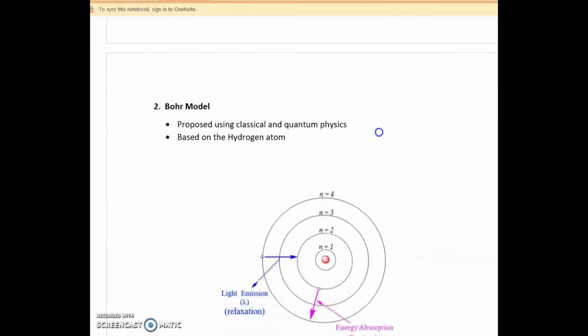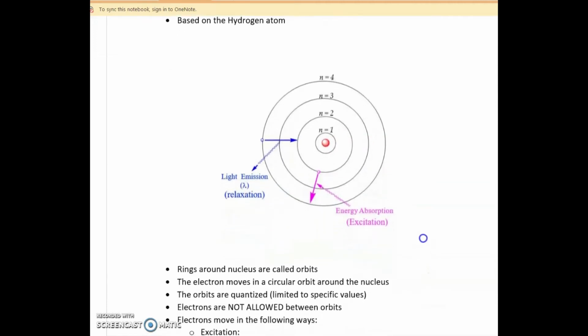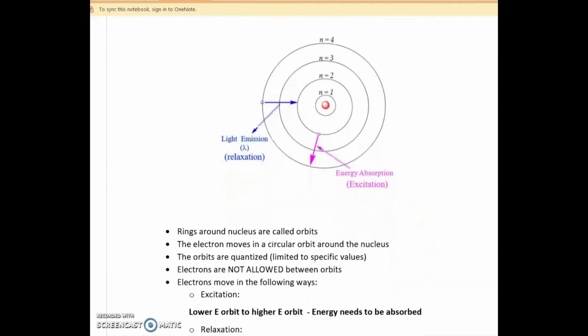We've already gone over the Bohr model in a previous module, but I wanted to go back just to refresh our memory since we're talking about models. Here it was based on the hydrogen atom. Again, you have rings around the nucleus called orbits. Electrons move in these orbits around the nucleus. These orbits are quantized. They have fixed values, and electrons are not allowed to go in between the orbits.